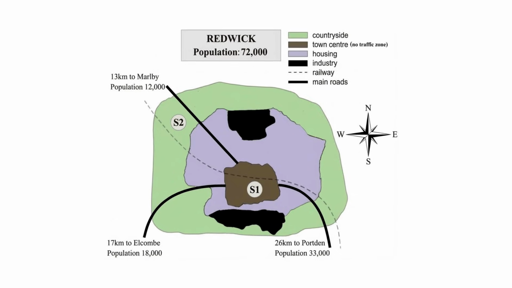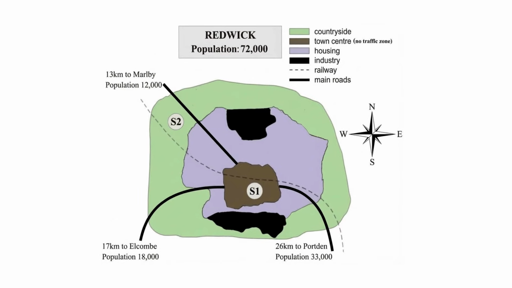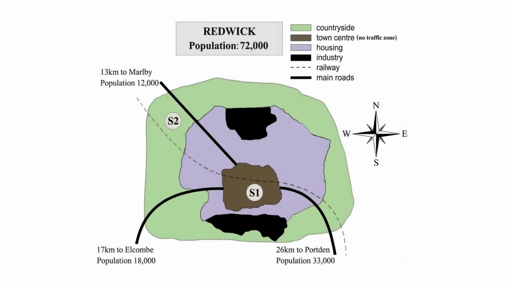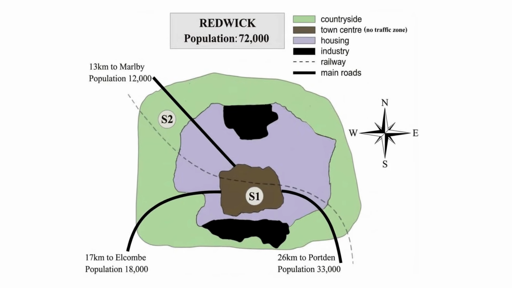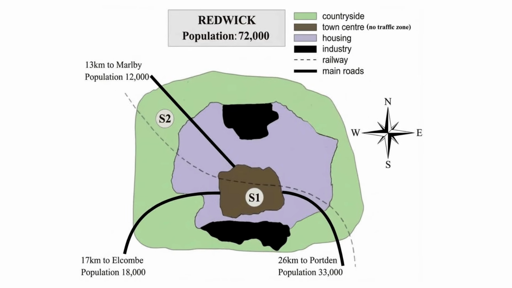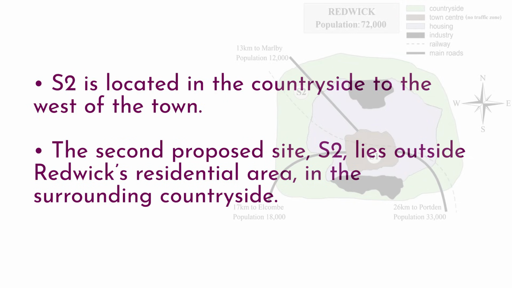Shift your eyes to the left of the housing area to find S2. The label appears in the green countryside, showing that the second proposed site lies outside the built-up area, in the rural zone to the west of Redwick. You might say, S2 is located in the countryside to the west of the town, or the second proposed site, S2, lies outside Redwick's residential area in the surrounding countryside.